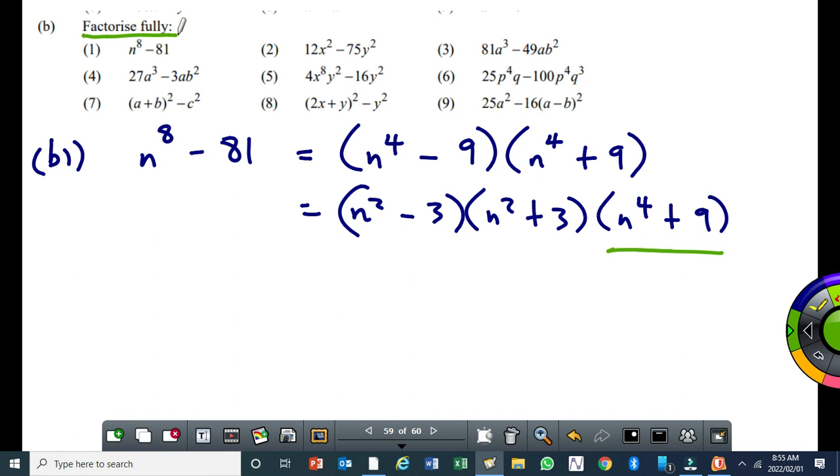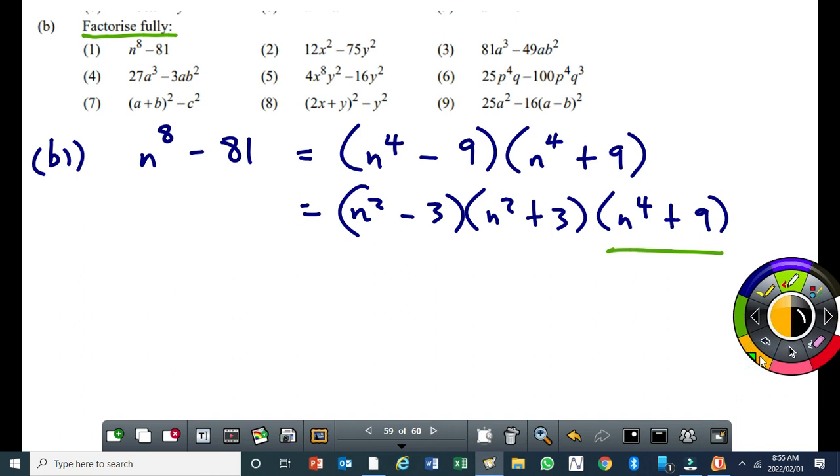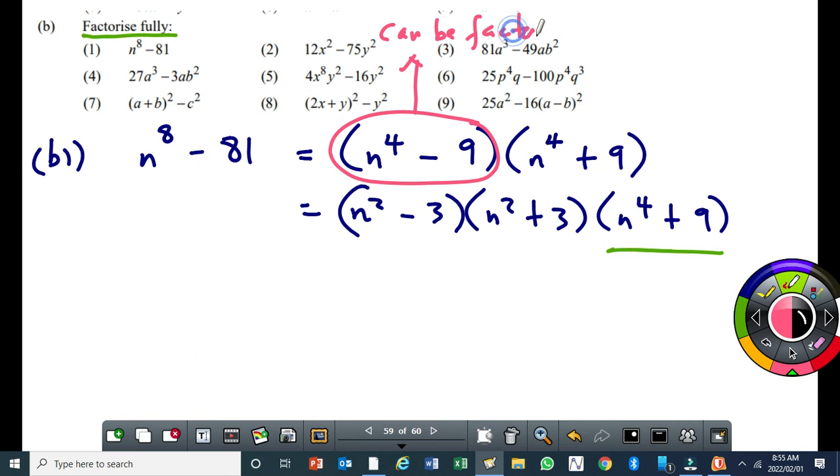Okay? So here, let me use this color. This term here can be factorized. Right? This one cannot be factorized because it's the sum of 2 squares. All right.